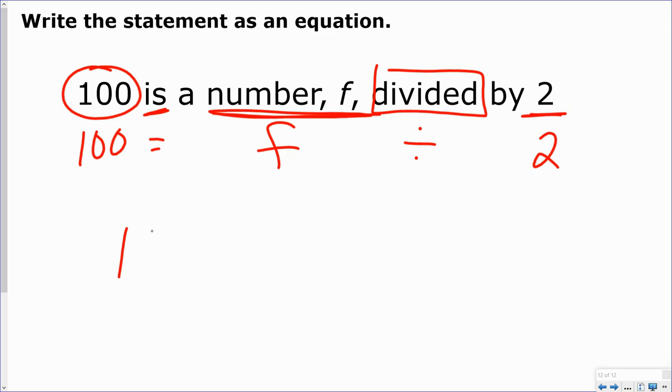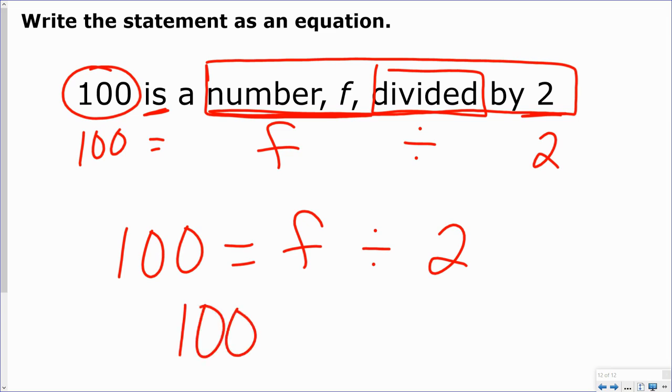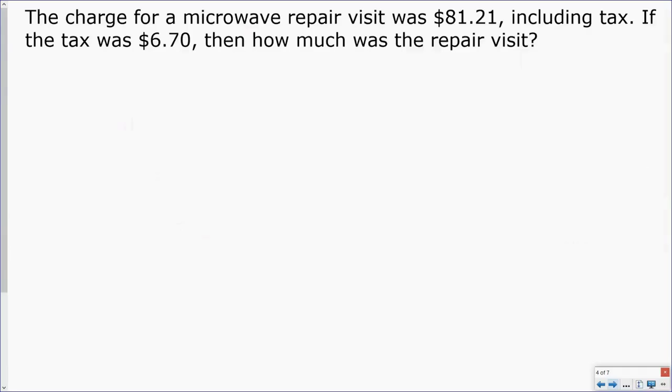So here I have 100 equals, and we've got to look at our order here. So a number f divided by 2. So that would be f divided by 2. Or I could write it as 100 equals f divided by 2.